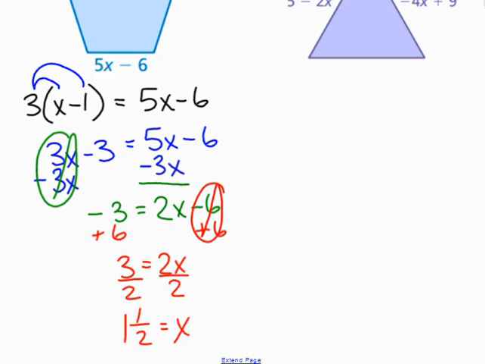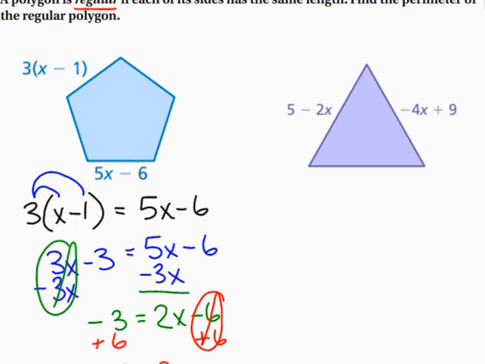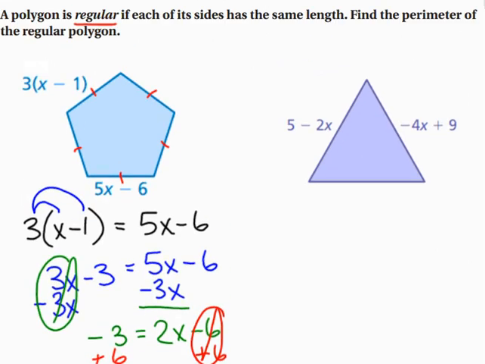They didn't give us units, so we can just use 1.5. In this pentagon, there are 1, 2, 3, 4, 5 sides, so we just need to do 5 times 1.5. 5 times 1.5 is 7.5. So this would be 7.5 units for the perimeter.